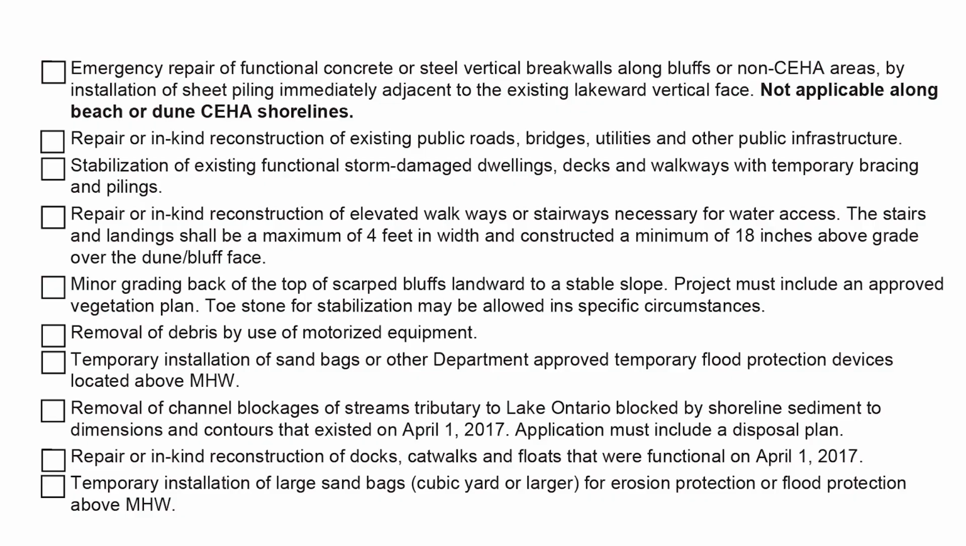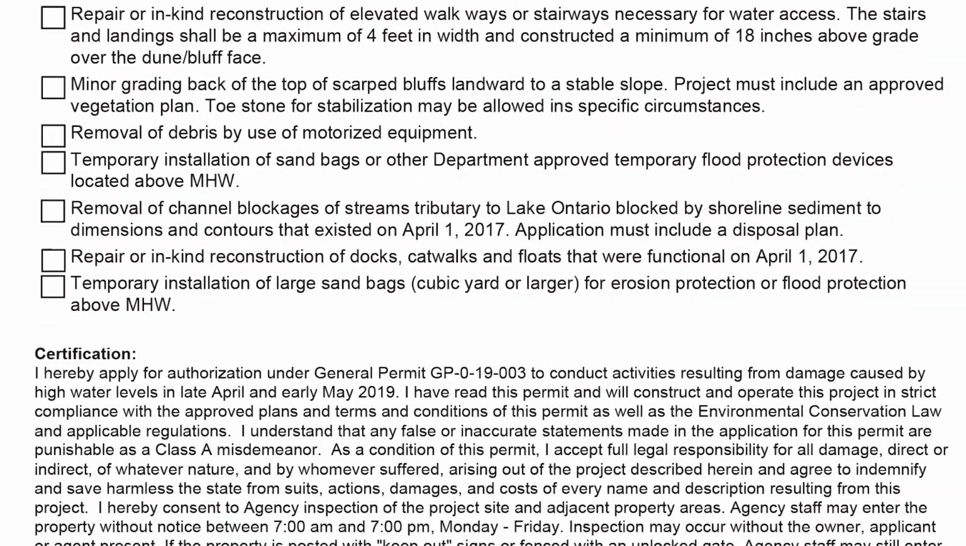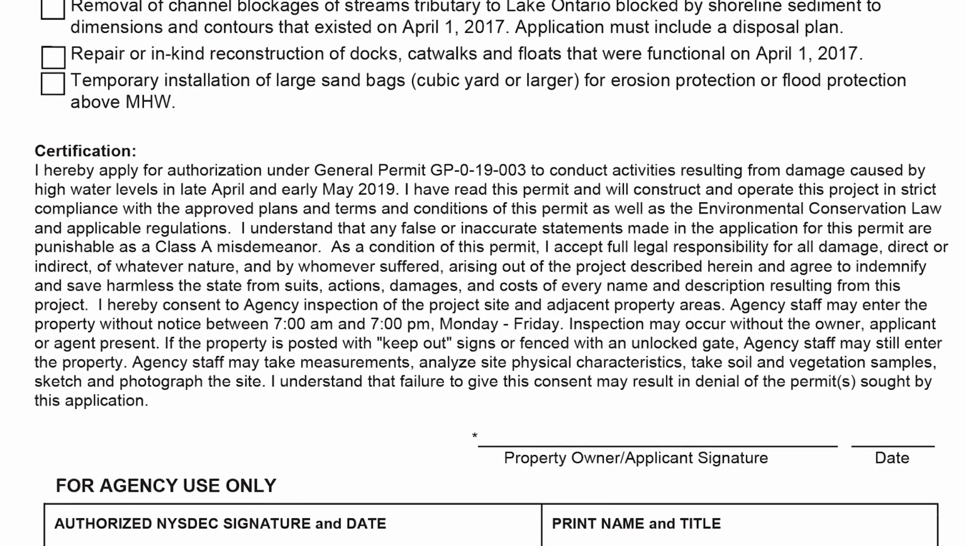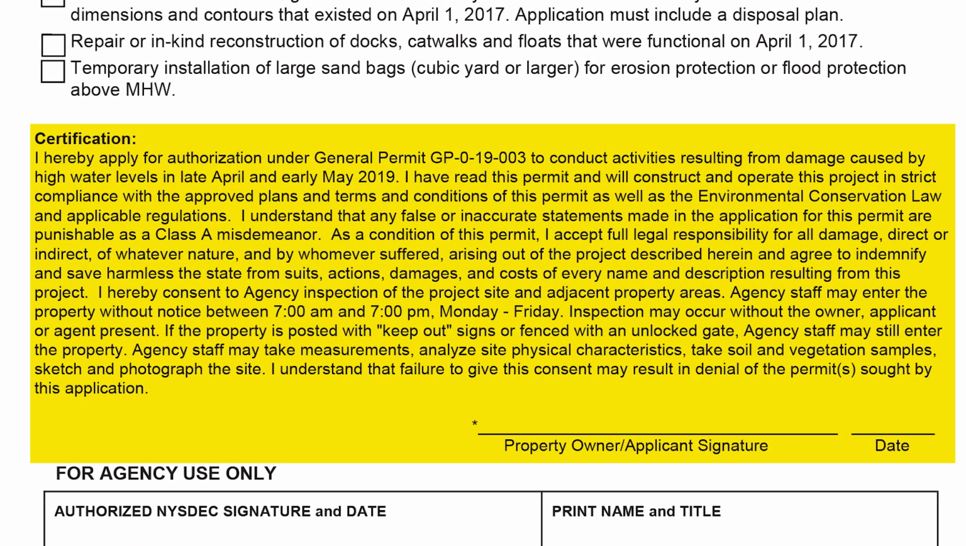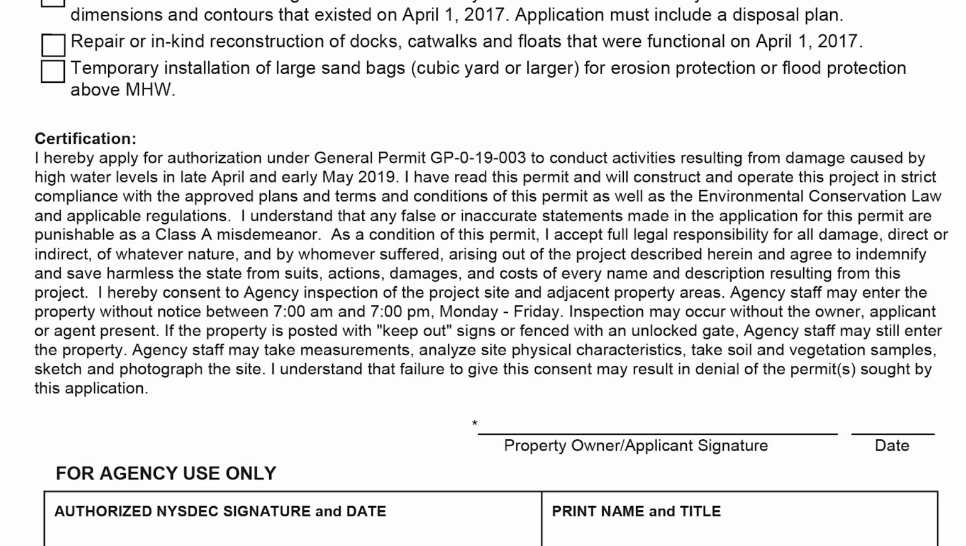For a general permit, the property owner must sign and date the line below the certification section. By signing the form, the owner acknowledges they have read the general permit and accepts responsibility for complying with it. This signature also gives DEC staff permission to inspect their site.